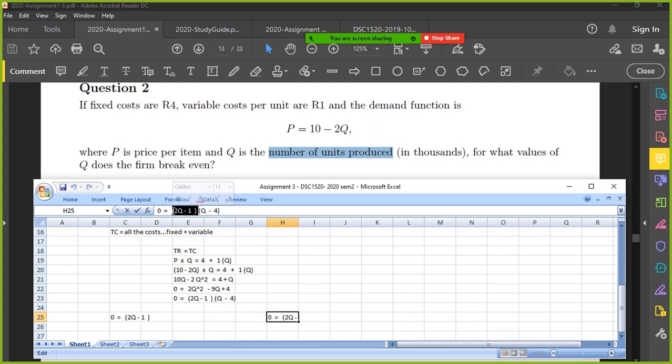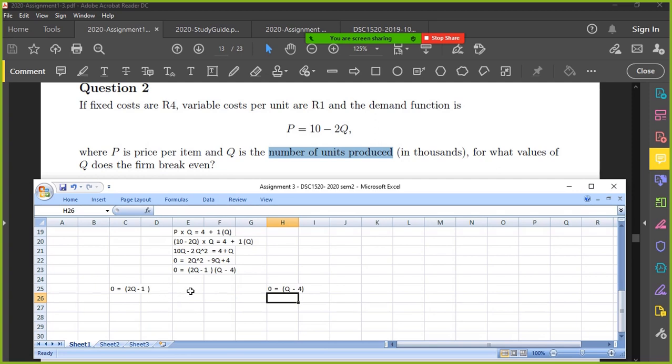Right, those are your 2 options. Okay, so let's work this one out. Take the 1 across. So 1 equals 2q. Okay, q is going to be 1 divided by 2. So 0.5 equals q.